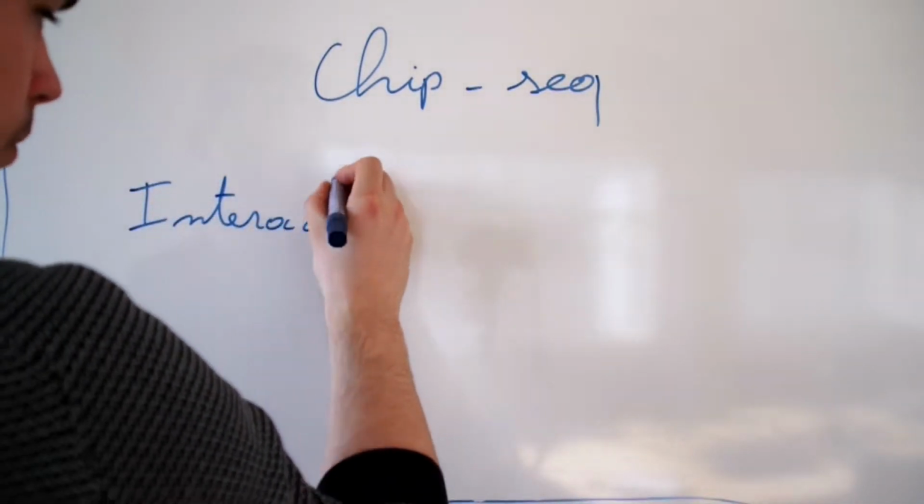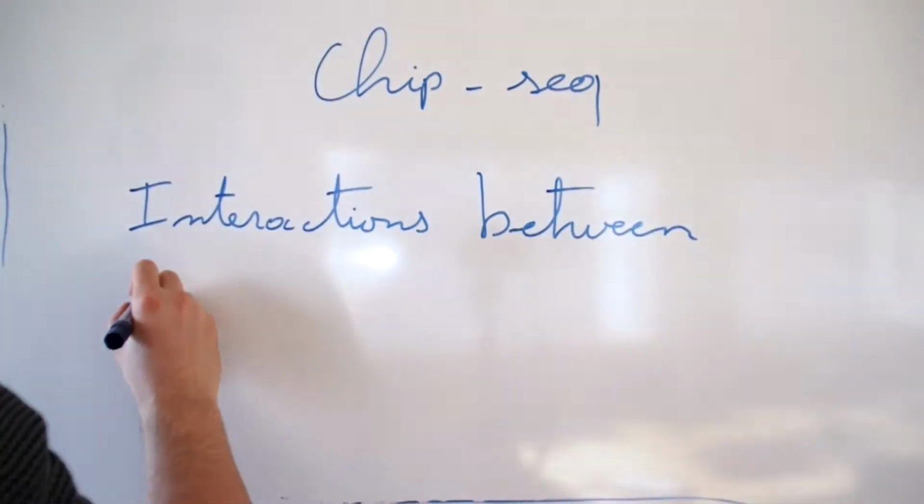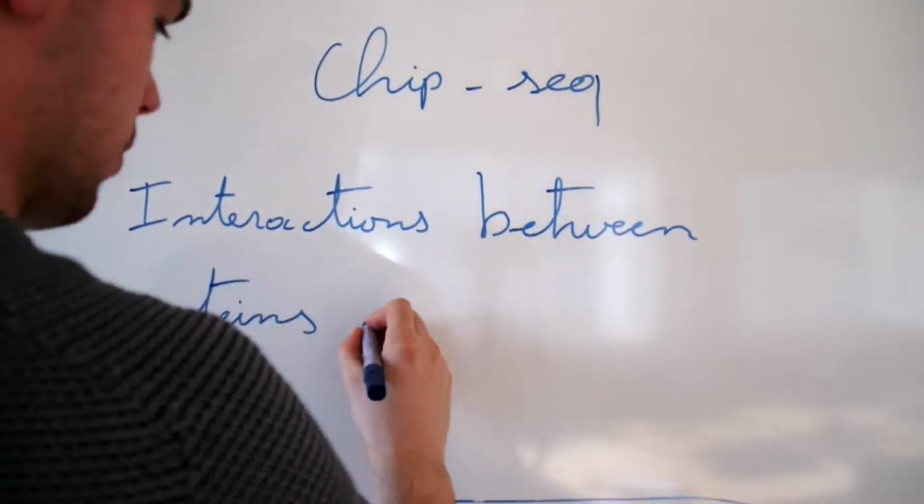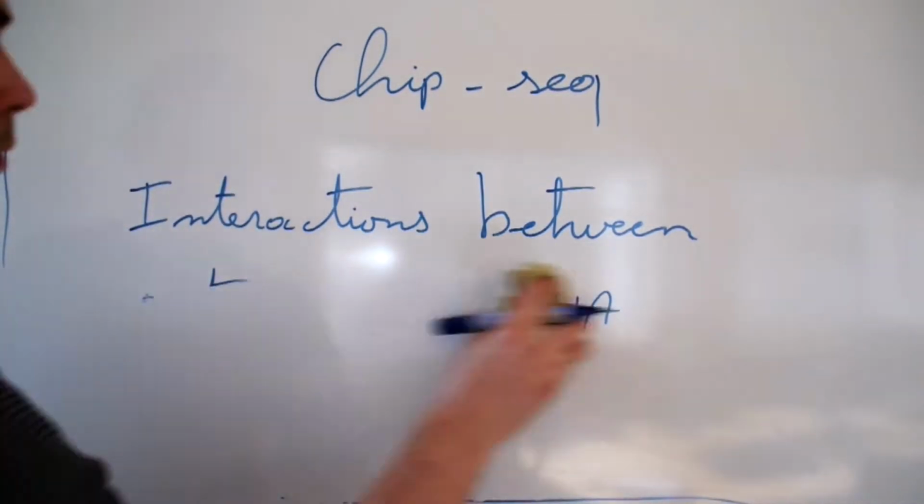Chromatin immunoprecipitation is an experimental technique used to investigate the interaction between proteins and DNA in the cell. It aims to determine whether specific proteins are associated with specific genomic regions.